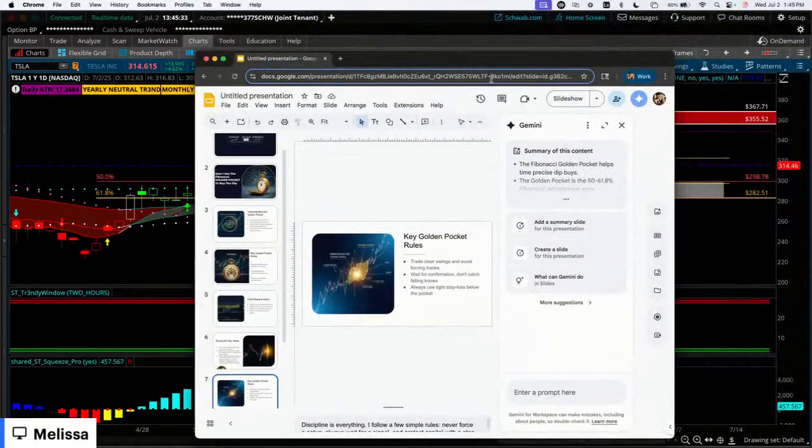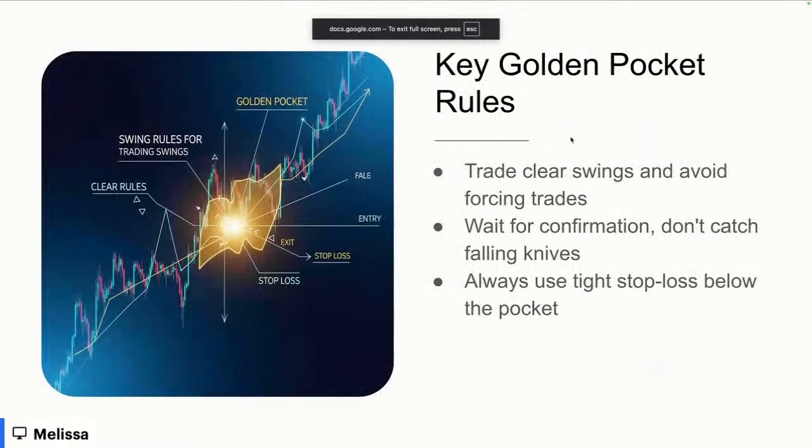So now I'm going to go back to the slideshow and talk about some rules that I have for trading the golden pocket. Number one, if I'm buying a dip into the golden pocket, I want the stock at the time to be in an uptrend. I need clear swing potential of continuation. I don't want to force trades if a stock is just chopping around. Rather, I want it to be in a strong uptrend.